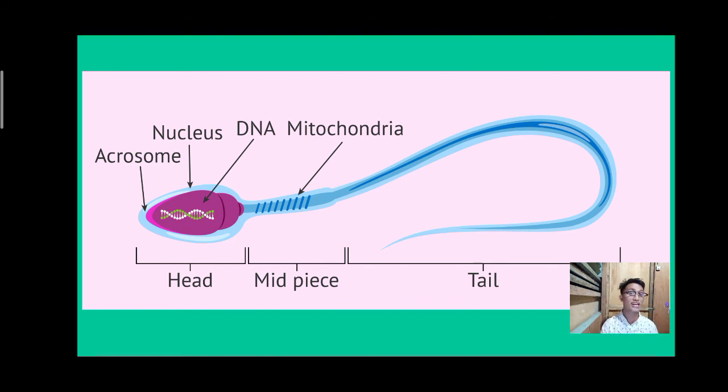The last one is the tail, or what we call the flagellum. The tail is a single, very powerful flagellum. It helps the sperm to reach the egg. The main purpose of the tail is that it propels the sperm to reach the egg. So remember, we have the head, the midpiece, and the tail. The head contains the enzyme and the 23 chromosomes. The midpiece contains the mitochondria, and the tail is a powerful flagellum that propels the sperm to reach the egg.